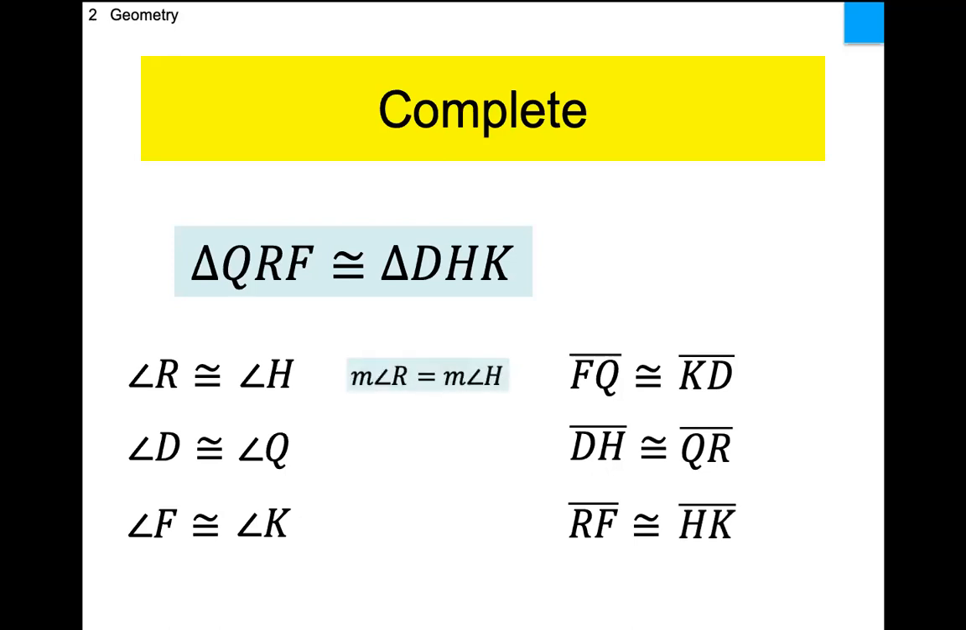And I do want you to remember that this also applies to the measurements as well. So we could also say that the measurement of angle R is equal to the measurement of angle H. All right. And same thing for segments. And just remember, you guys tend to forget this: if you're talking about equality, we take the line segment symbol off. If we're talking about angle measurements, then we have to put the little tiny M there for measurement.